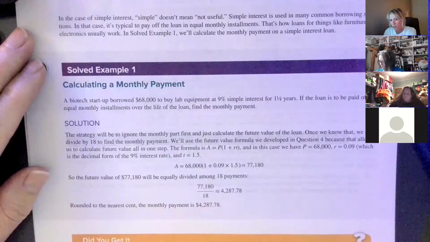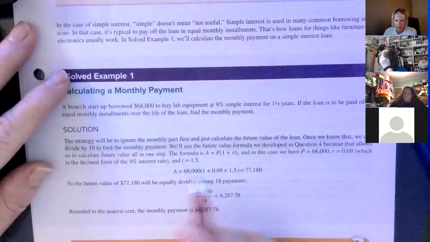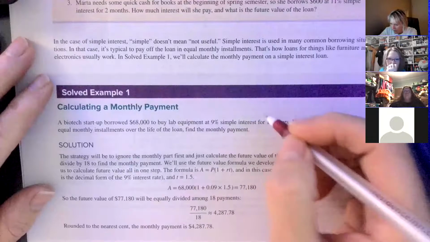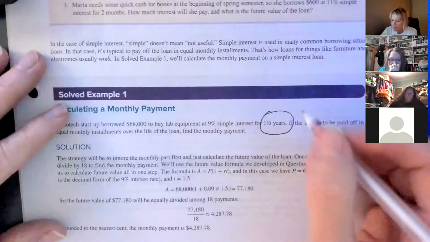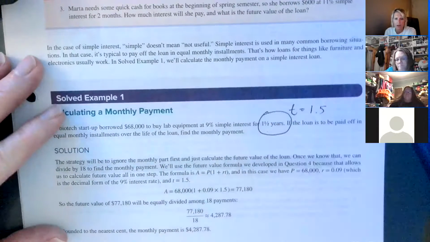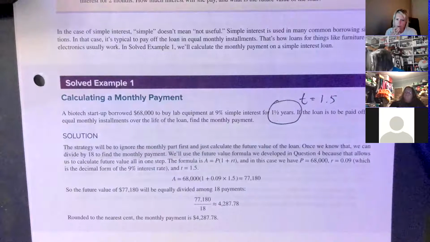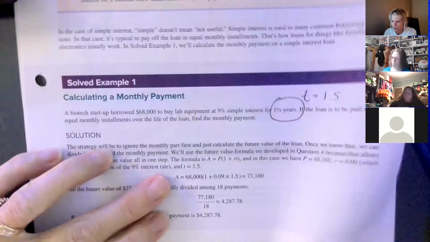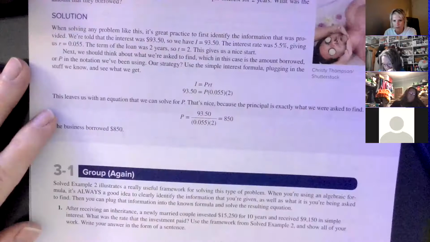There's a solved example down here that I don't think we really need to go through the whole thing. You can always go back over it. But it gives us a different scenario. And the difference is the years is 1.5. So they want us to get used to putting things that aren't whole integer years. So T is 1.5. Other than that, it's a similar situation. But I would like to go through example number 2 because it's a little bit different.